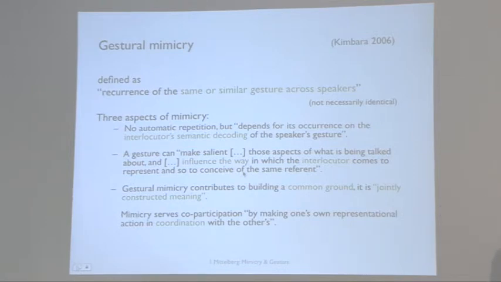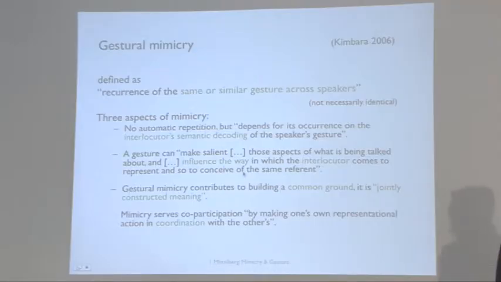So that means, of course, we also look at recurrence of imagery across a stretch of speech, you know, that is produced by one speaker, but then gestural mimicry in interaction means that my vis-a-vis actually takes up some of my gestural elements. And she mentions 3 aspects of mimicry.